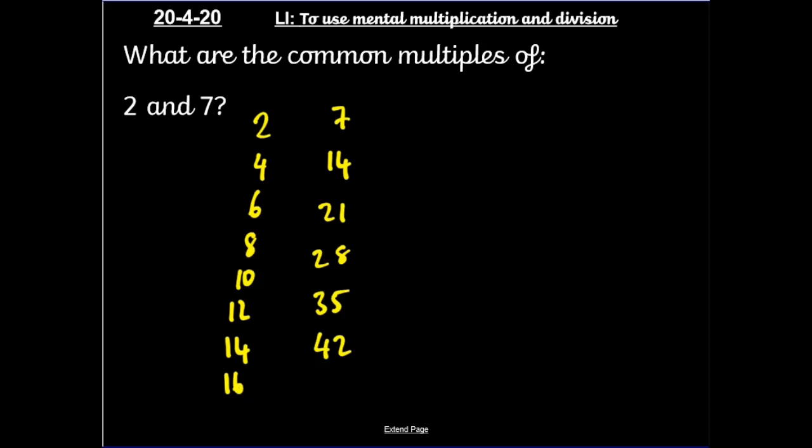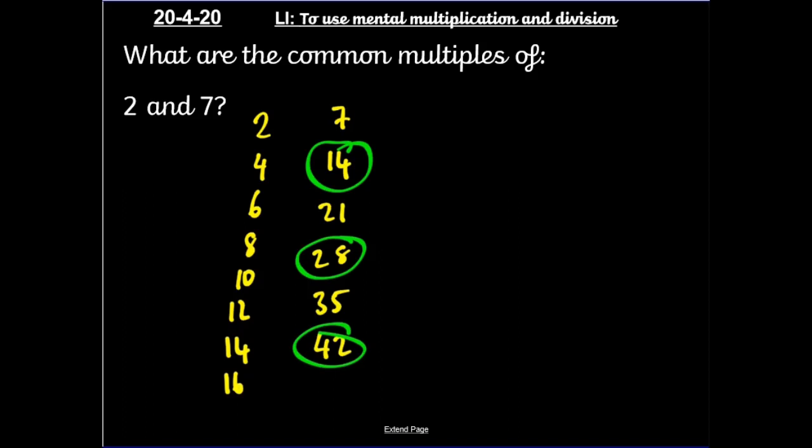Now, looking at these numbers, where are the common multiples? The common multiples of 2 and 7. Well, the first one is, of course, 14. Okay? It's both an even number, therefore in the 2 times table, and it's in the 7 times table. Well, 28 must be as well, because it's in the 7 times table, and it's an even number. So it's definitely in the 2 times table. Okay? And the other one here would be 42. Okay? So they are common multiples of 2 and 7.